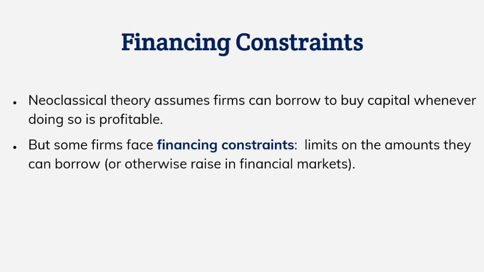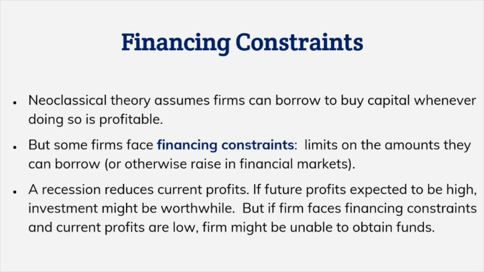Next is financing constraints. Neoclassical theory assumes that firms can borrow from the bank to buy capital whenever doing so is profitable for both the firm and the bank. But over time, this has been proven wrong, because some firms face financing constraints, or limits on the amounts they can borrow. And thus it causes a recession, reducing current profits.